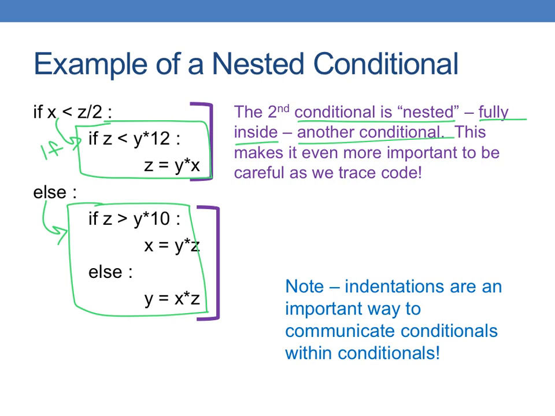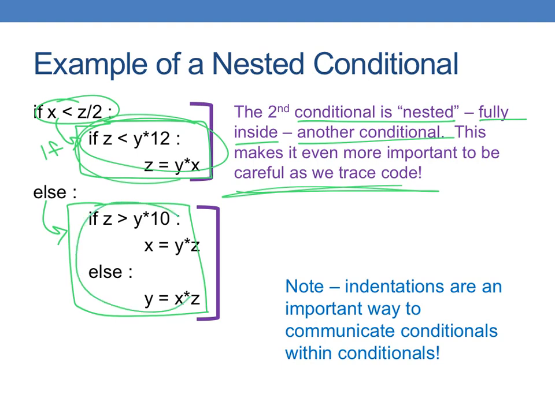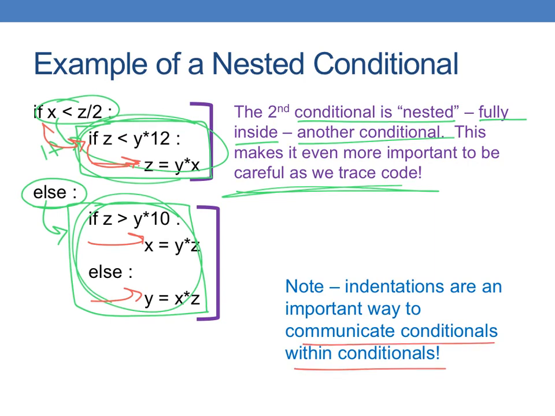So it's nested fully inside of there, and it's really important to be aware of these because we need to be careful as we trace code. This code will only run if this statement is true. This code will only run if this statement is false. The other thing to note here are the indentations that are taking place. So notice that these are indented again to communicate, okay, this was inside of here, but then this is inside of this, which is inside of this. So notice those indentations really communicate which conditionals are inside so that you can clearly read that code.